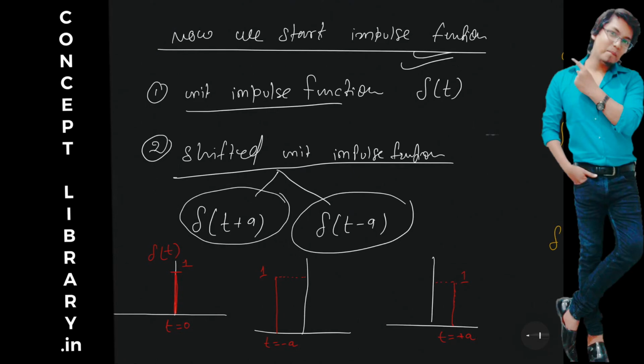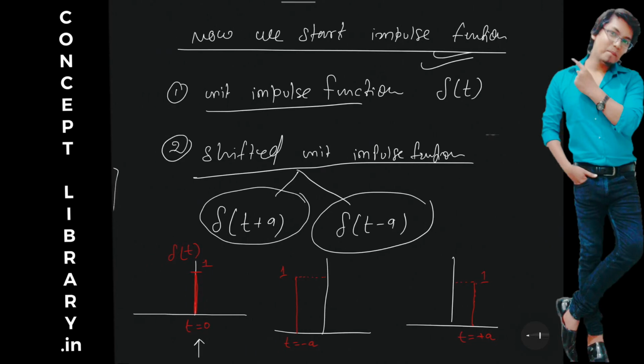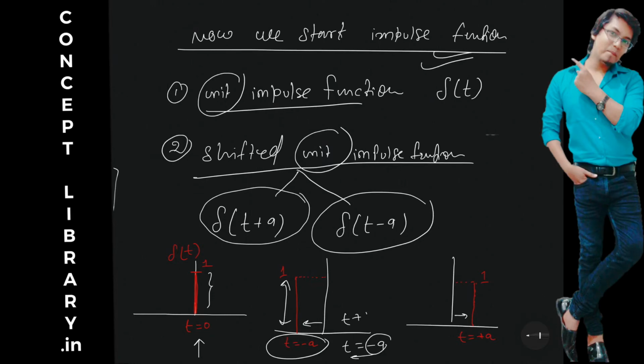Okay, so if it is not shifted, if it is the simple one, it means at t is equal to 0 we have a jump here, that value is 1, that's why we are saying unit. And at t is equal to minus a we have this jump of 1, okay, 1 means unit, and at t is equal to plus a we have a jump. So t is equal to minus a, take this minus a left side, so it will be t plus a is equal to 0. It means this is left side shifted, okay, fine.